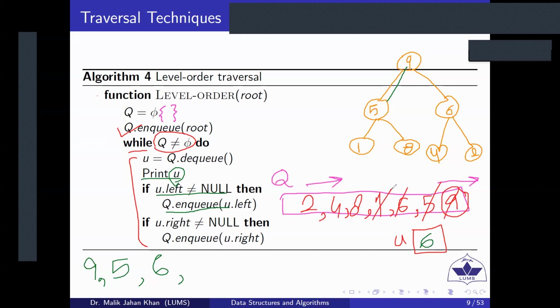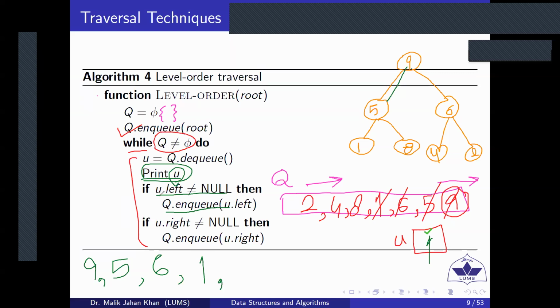When we go back to the start of the loop, we dequeue the next element, which is 1. So 1 goes out of the queue, and we place it inside U. So U gets overwritten with what we have just removed from the queue, and that in our case is 1. So 1 has to be printed because it is U. So 1 gets printed on screen.